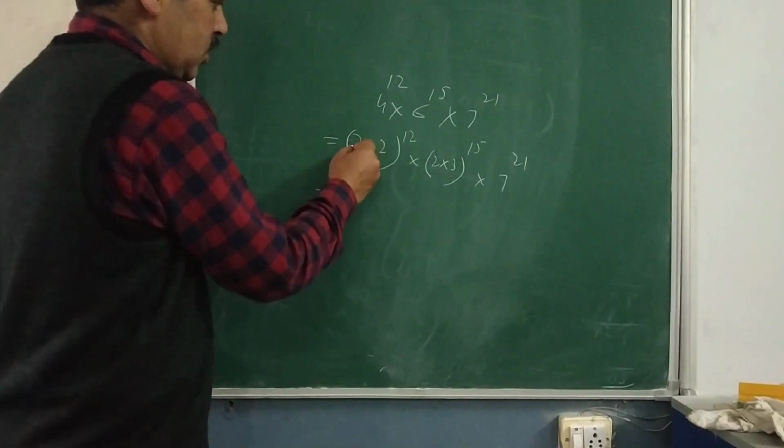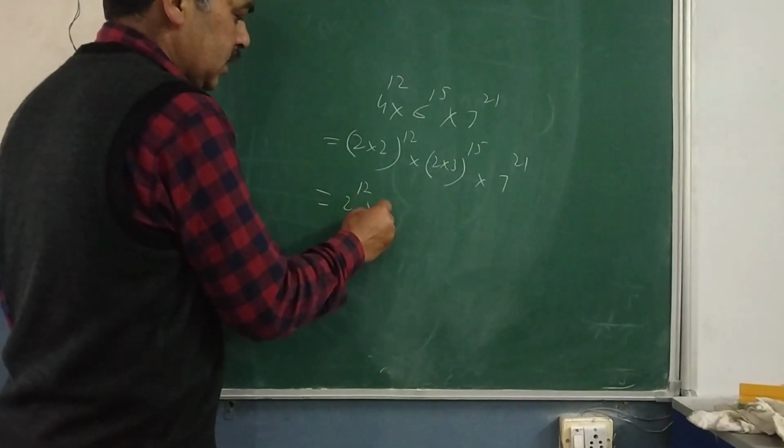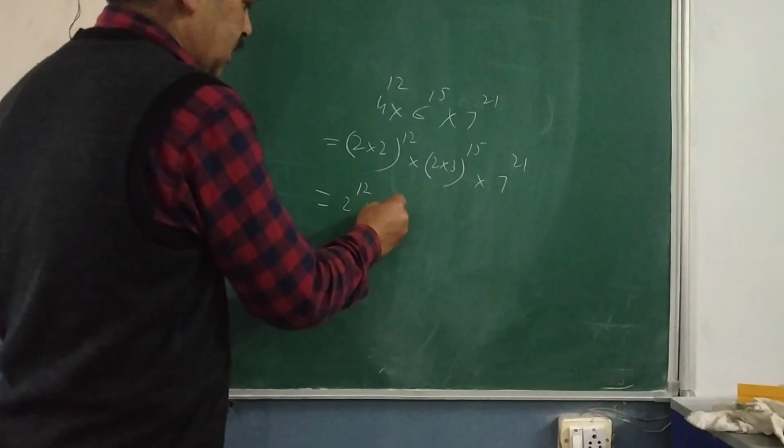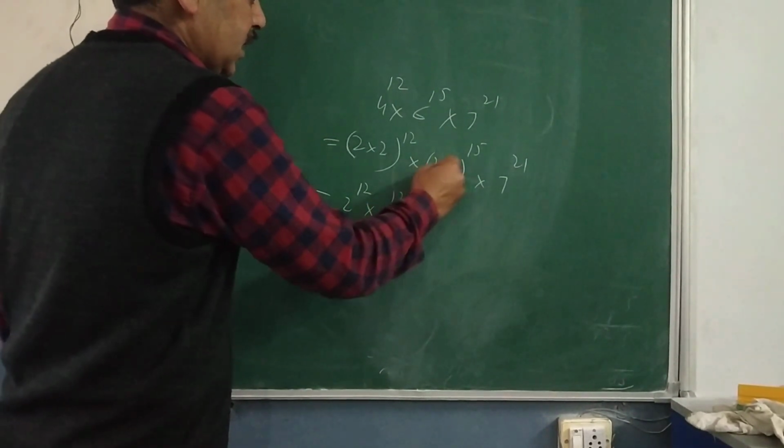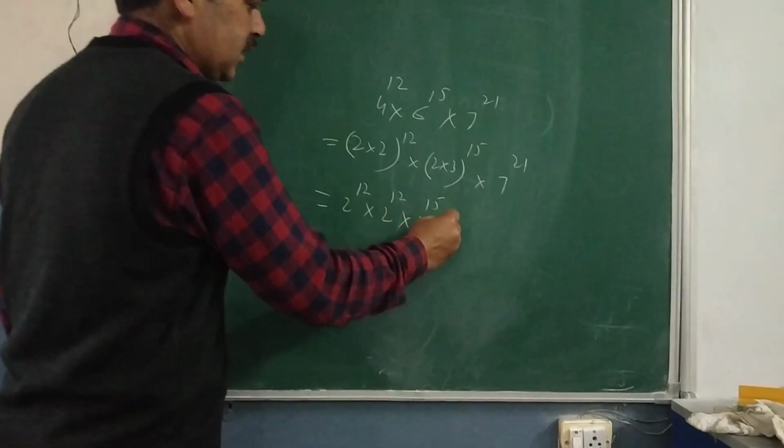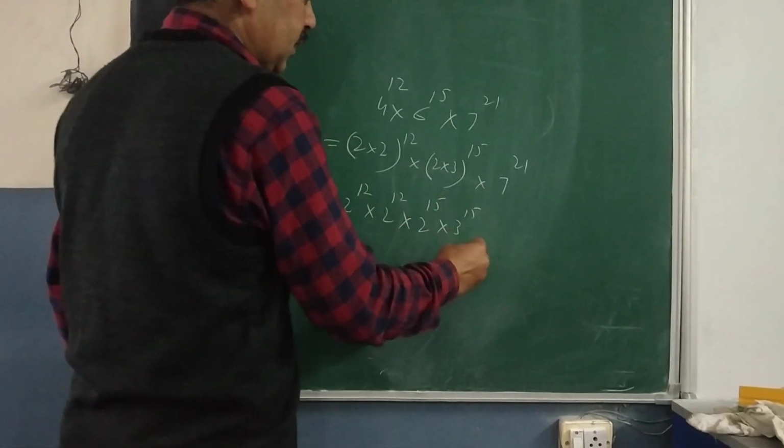Now what happens? 2 raised to the power is 12 there. Again, 2 raised to the power 12 is there. Here if you see 2 raised to the power 15 is there. 3 raised to the power 15 is there.